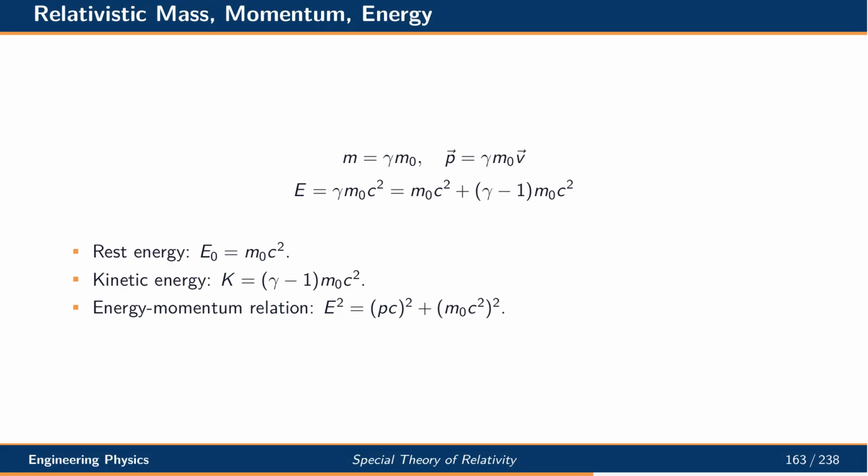In relativity, the mass of a moving object increases with velocity by the factor gamma. Momentum is mass times velocity with this same gamma factor. The total energy is gamma times the rest energy. The rest energy m0 c squared is intrinsic to the mass itself. Kinetic energy is the difference between total and rest energy. A famous relation links energy and momentum. Energy squared equals momentum times c squared.